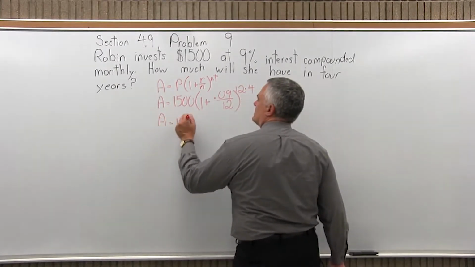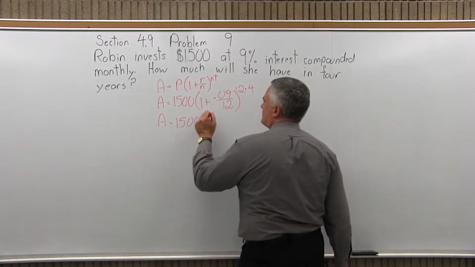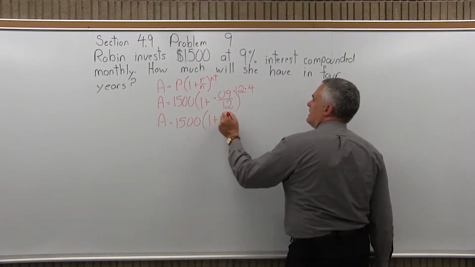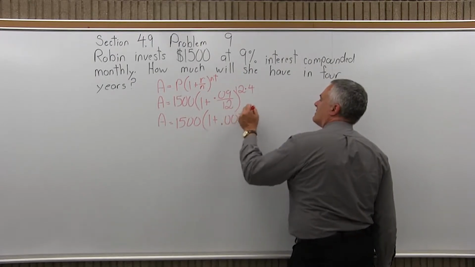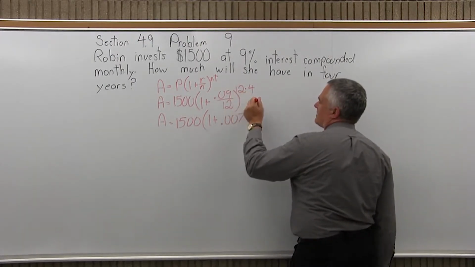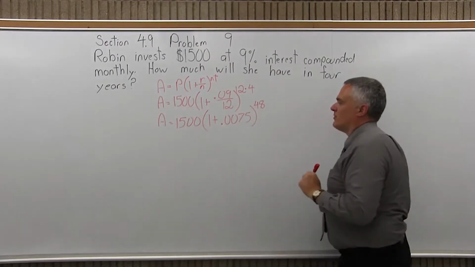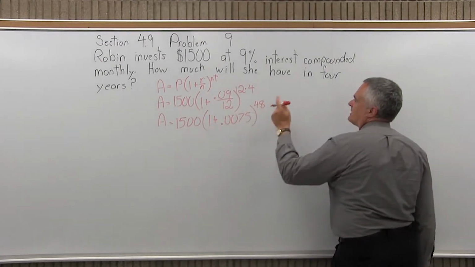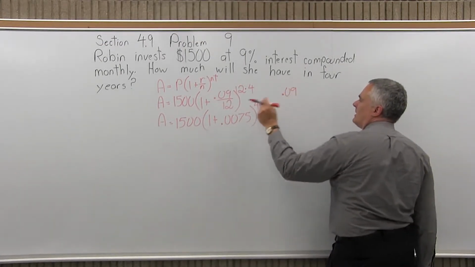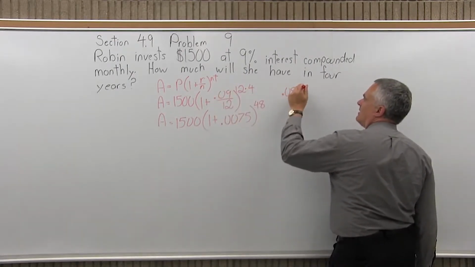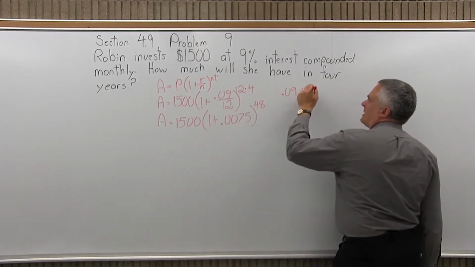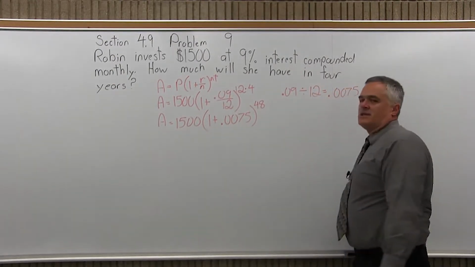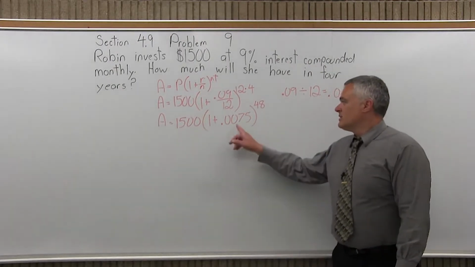A equals 1,500. That'll stay for now. Parentheses 1 plus, that'll stay for now. 0.09 over 12 is 0.0075. Close the parentheses, and I can actually multiply the exponent. I mean, technically I can wait until the work in parentheses is done, but I'll do it now. How did I get this number, 0.0075? What you want to do is this fraction here, 0.09, the numerator, divide by the denominator with your calculator, and it'll tell you that it is 0.0075. So that's where that number came from.